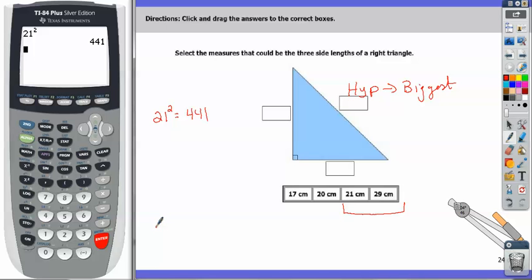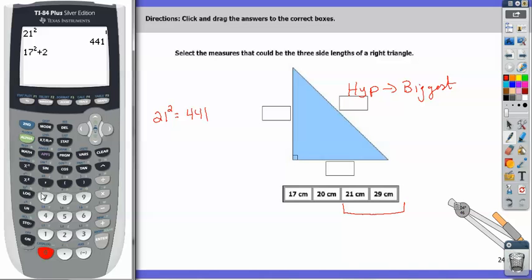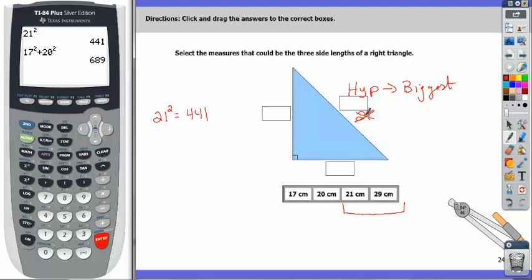Now there's only 2 other possibilities, because if 21 is the biggest, I have to do 17 plus 20. Now do those match? They don't. So I know that the hypotenuse is definitely not 21. So my hypotenuse has to be 29. So what is 29 squared?